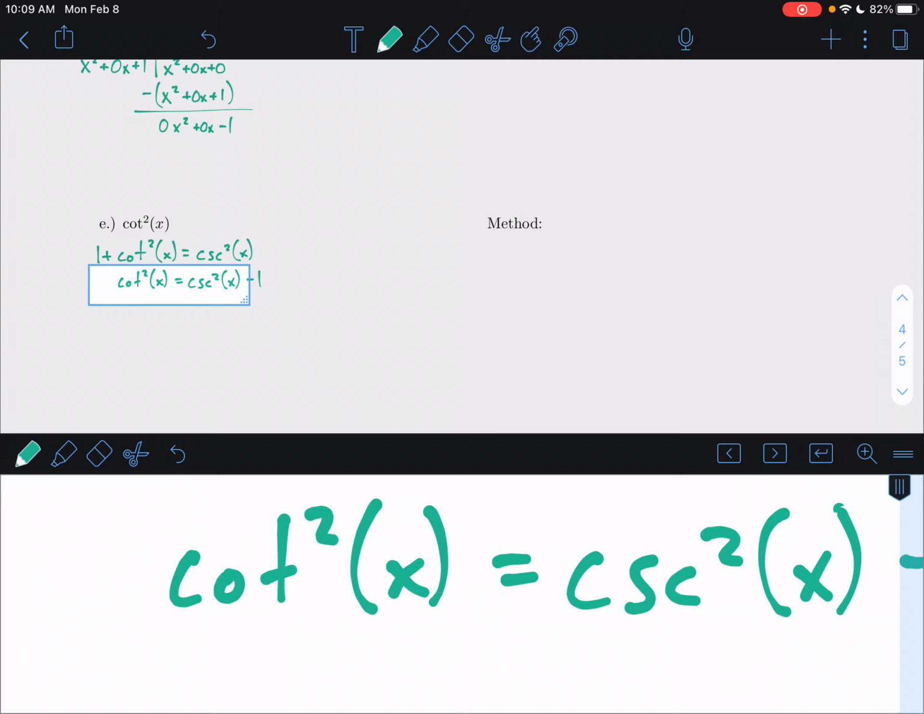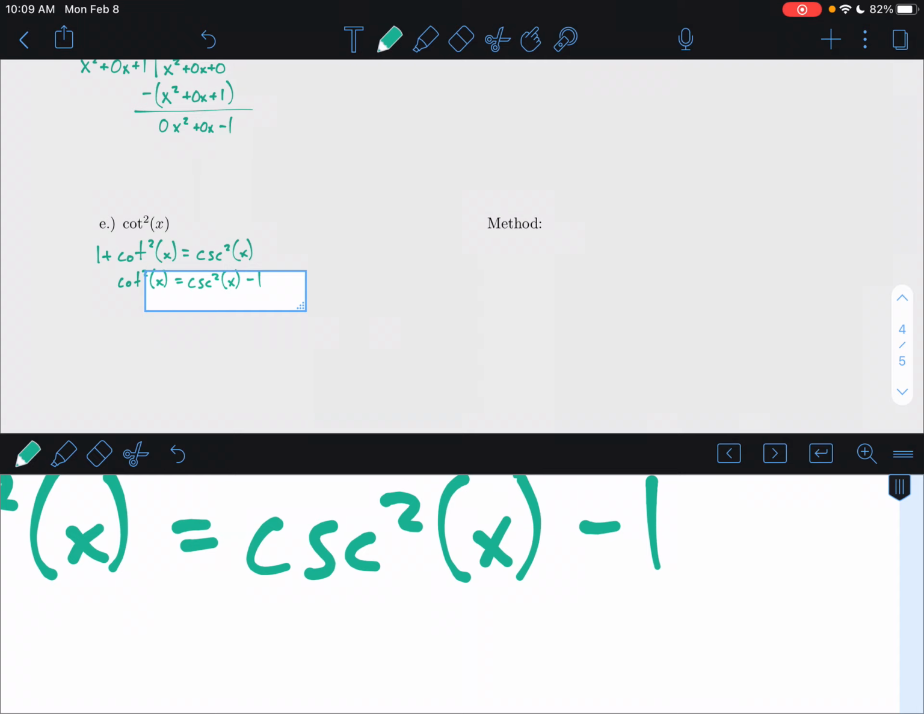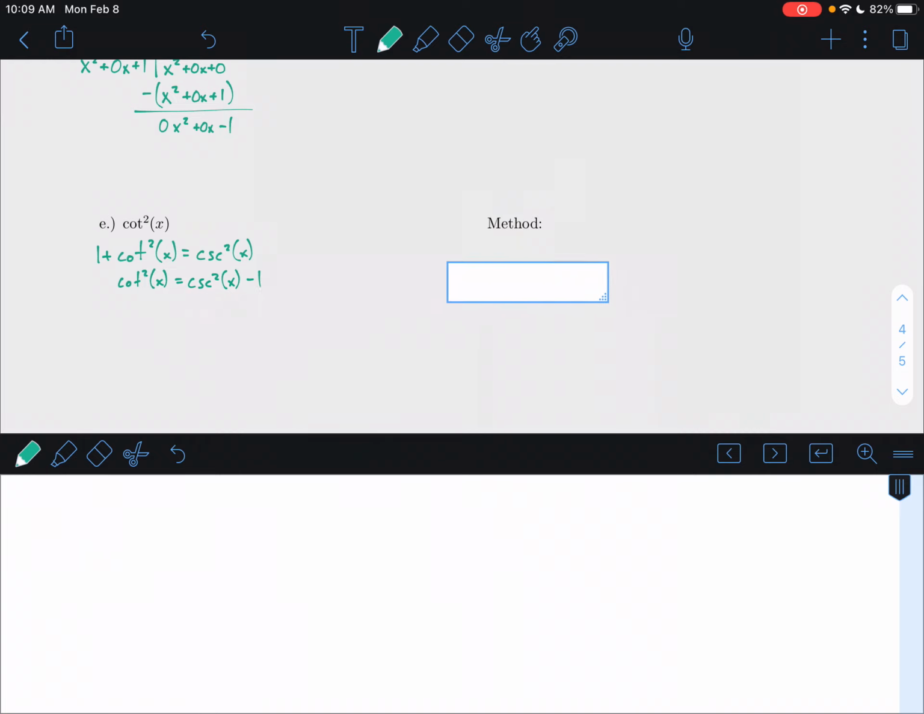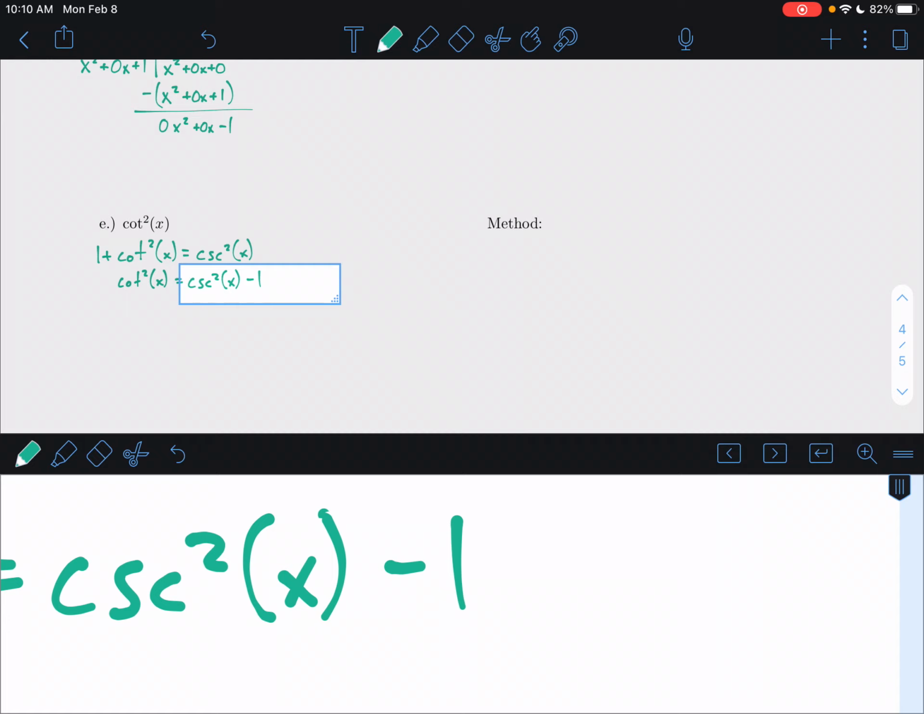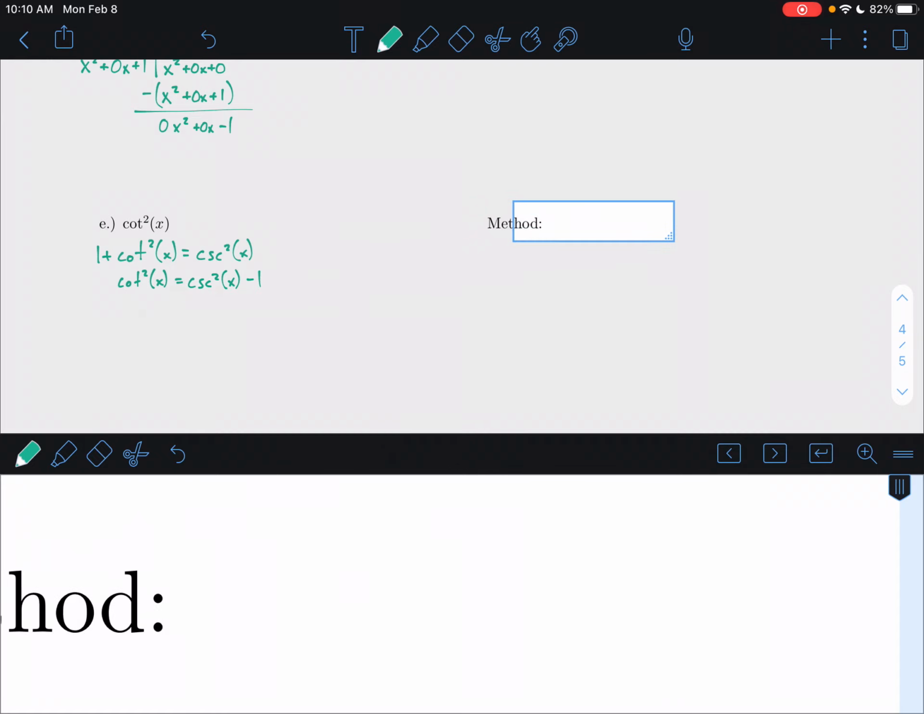And even though there is no rule for integrating the cotangent squared, there is a rule for integrating the cosecant squared. So now that we have the cosecant, we can do it. So I have this cosecant squared minus 1, and that's much easier. So know your trig identities, especially those Pythagorean identities.